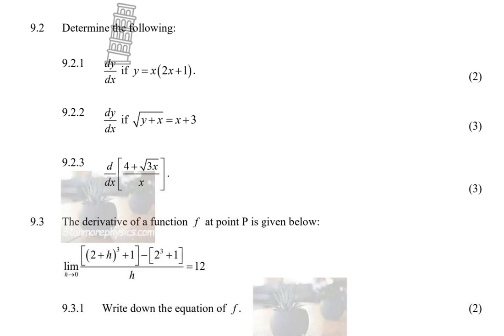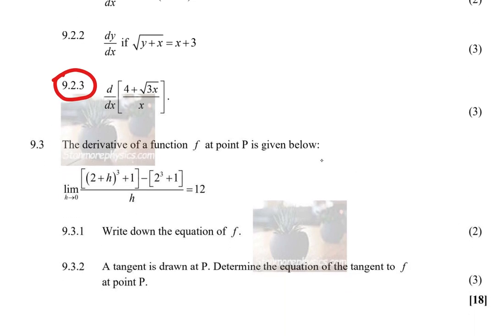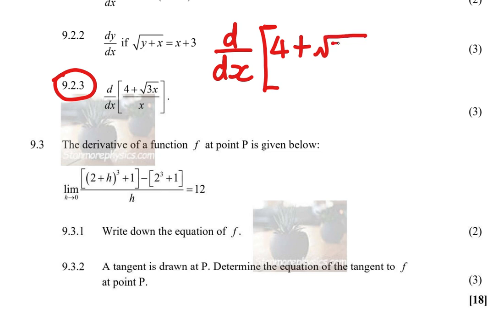So today we're going to do a very interesting topic. We're just going to do a question from a grade 12 question paper on differential calculus. I want us to have a look at 9.2.3. Remember, this is differential calculus. We have d over dx of (4 plus the square root of 3x) all over x.